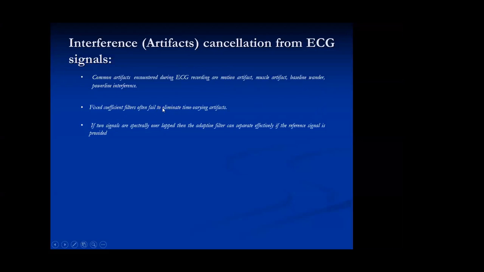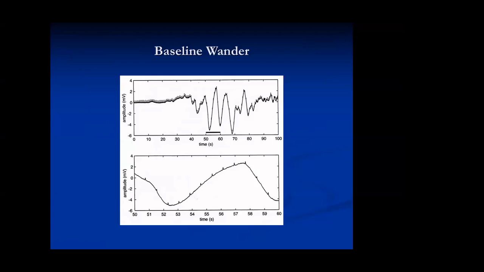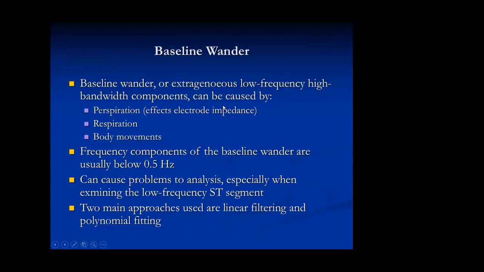But the fixed coefficient filters, as I have discussed in the earlier slides, cannot eliminate time varying artifacts. These artifacts are time varying. We don't know at what time which type of movement will occur in the body. So they are time varying. So we have to use time varying filters such as adaptive filters. So this is baseline wander. Basically, this is ECG signal, but the baseline is wandering.